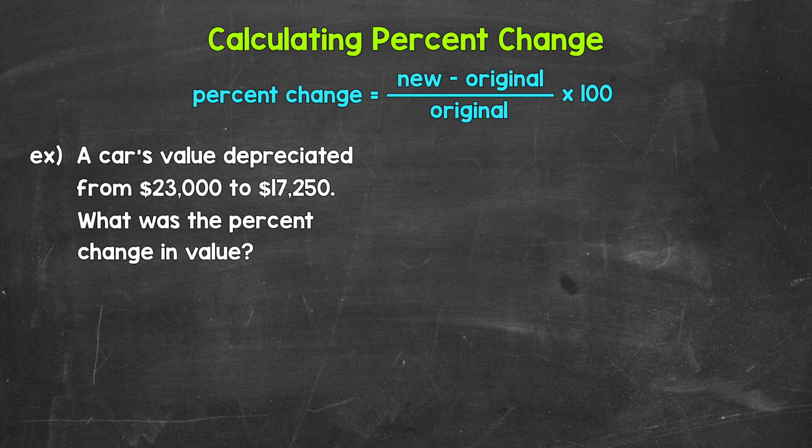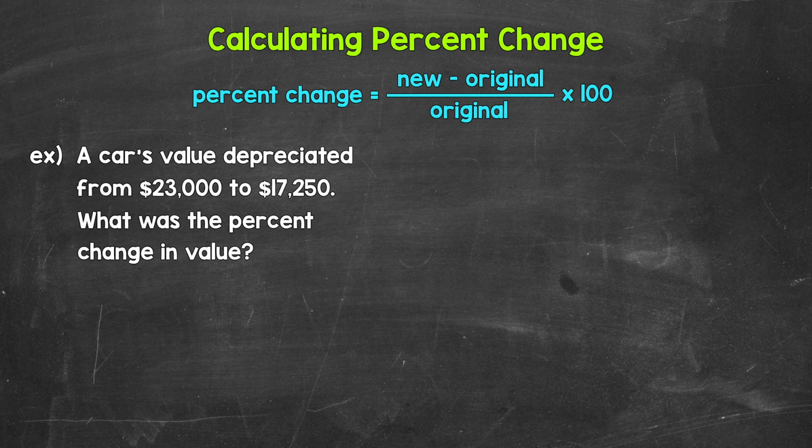In this video, I'm going to go through an example of calculating percent change. Now remember, we can calculate percent change by taking the new value and subtracting the original value. That gives us the amount of change, the amount of increase or decrease. We then divide that result by the original value. Always divide by the original value because we are finding the percent change from that original value. That's going to give us a decimal. We then multiply the decimal by 100 to convert it to a percent.